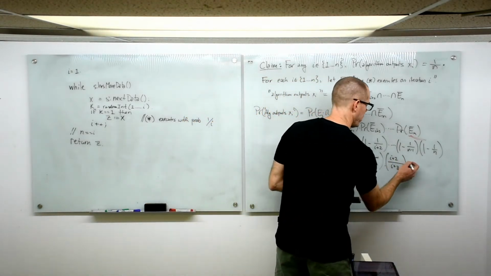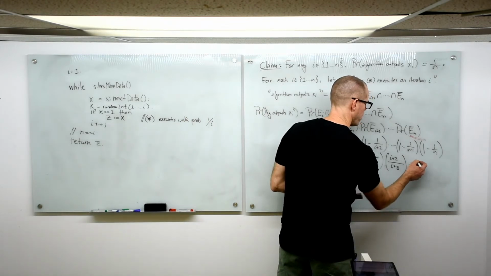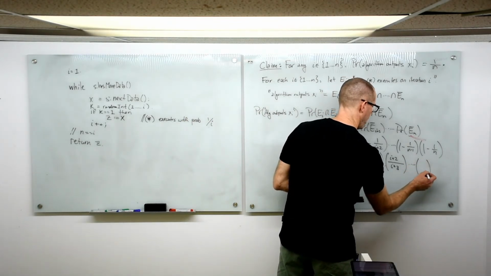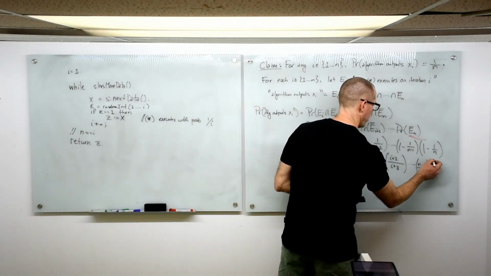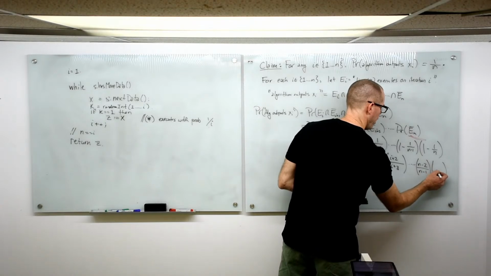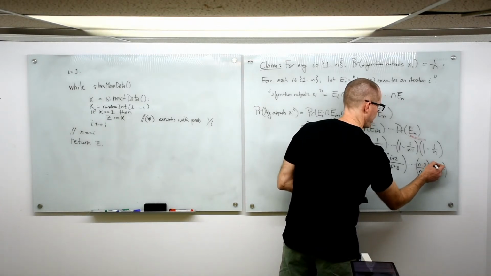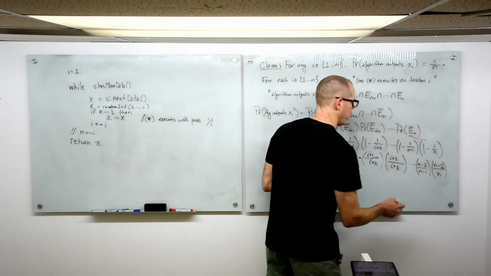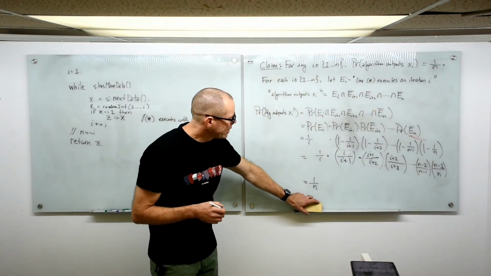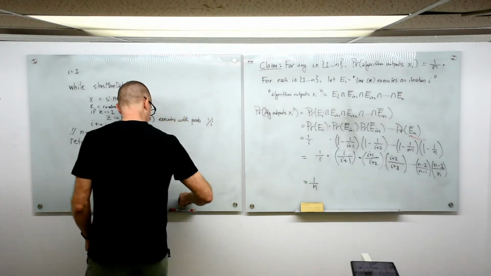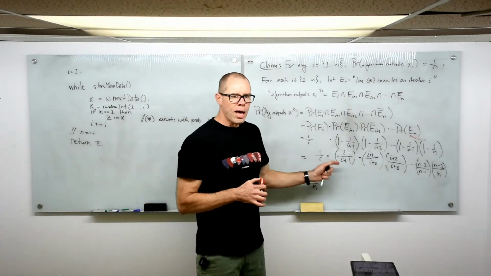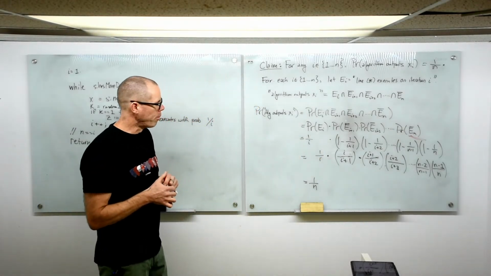Right. And I keep going like this, and at the end, for the last two, I will get an n minus 1 on the bottom, and n minus 2 on top. Here I get an n on the bottom, and an n minus 1 on top. Okay. And now, something absolutely remarkable happens.